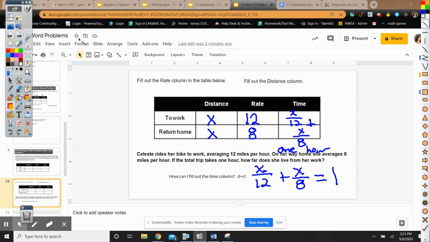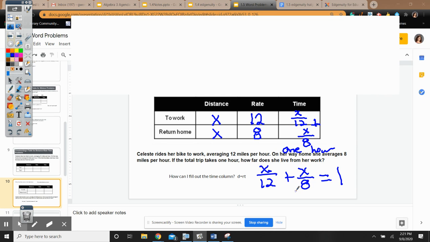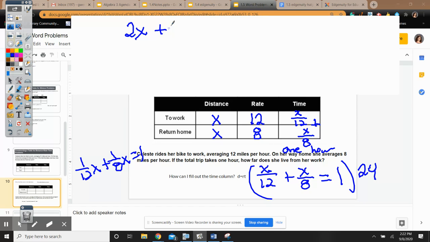You could use a calculator and use it as like 1/12 x plus 1/8 x equals 1 and combine like terms. Or you can say, you know what? I don't really like fractions, so I'm going to multiply by something to get rid of them all. And I would multiply by 24 because I can turn a 12 and an 8 into 24. 24 divided by 12 is 2. So this one would be 2x. 24 divided by 8 is 3. That would be 3x, and that's going to equal 24.